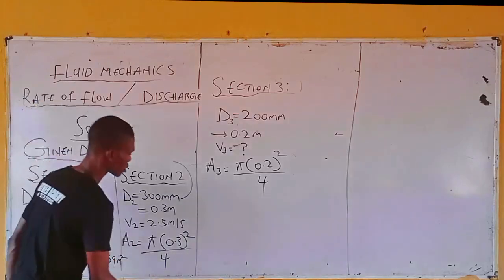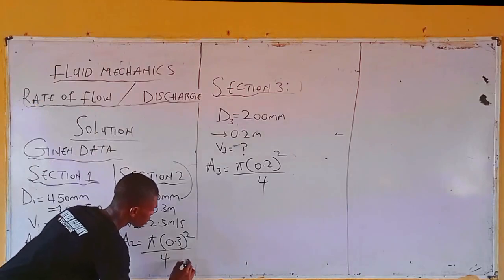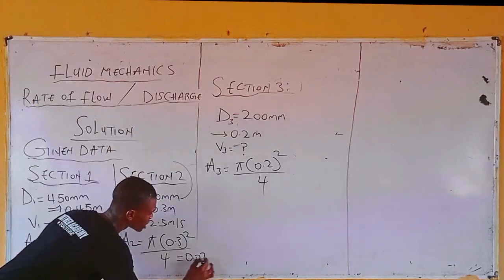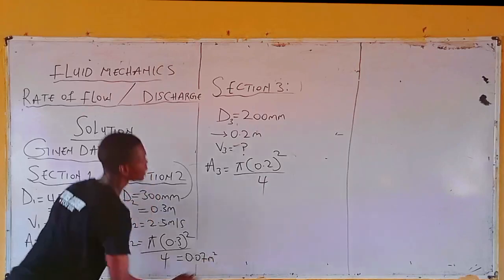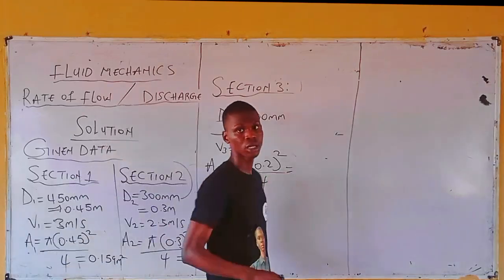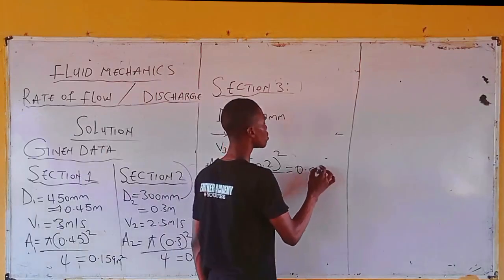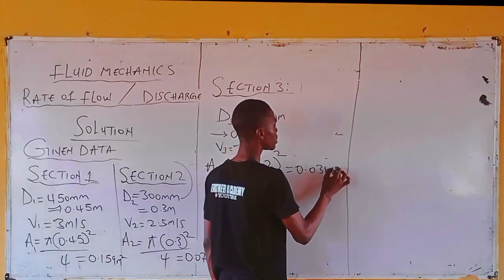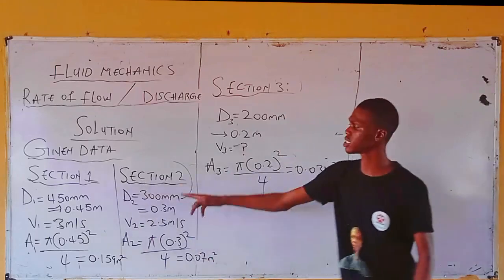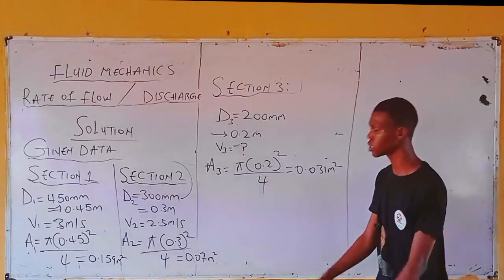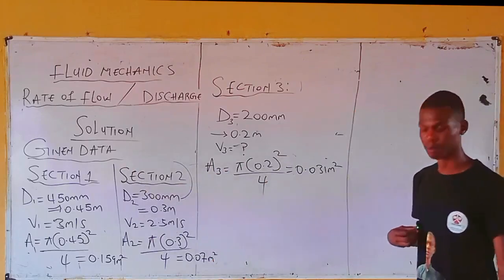A2 is 0.07 meter squared. Then A3 is 0.031 meter squared. Now we've interpreted our question. This is section 1, this is section 2, this is section 3. Now let's draw the diagram.